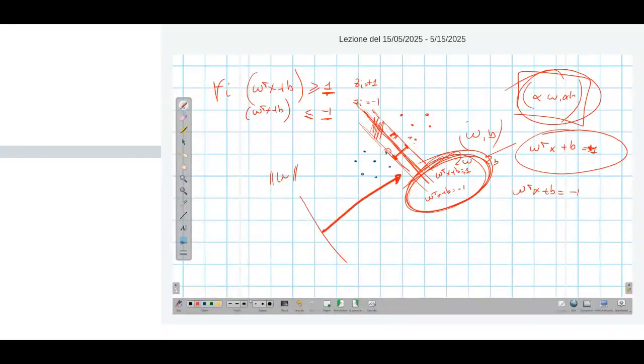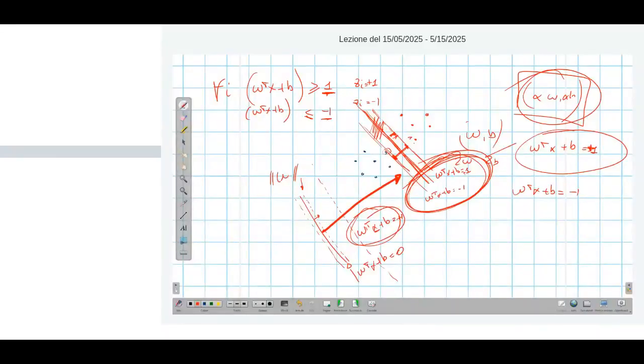The norm of W is very large. Where will W transpose X plus B equal plus 1 happen? Remember that the separation rule is W transpose X plus B equals 0. If the norm of W is very large, then X needs to change only a bit for this value to become 1. So essentially, it will consist of points that are close to the original surface. If the norm of W is very small, to achieve the same value, I will need to have points that are far from the separation rule.